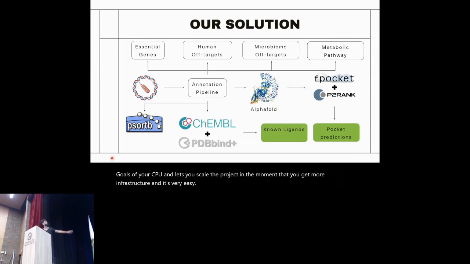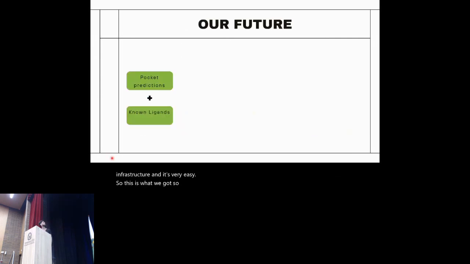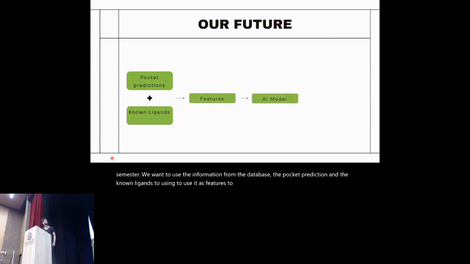So this is what we have so far, and what we want to do in the future, probably in the next semester, is use the information from the database, the pocket prediction, and the known ligands as features to develop an AI model that can predict novel ligands from that information.